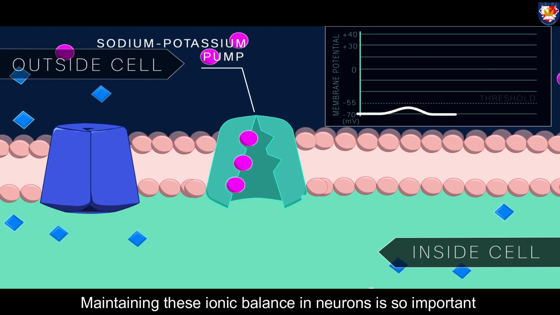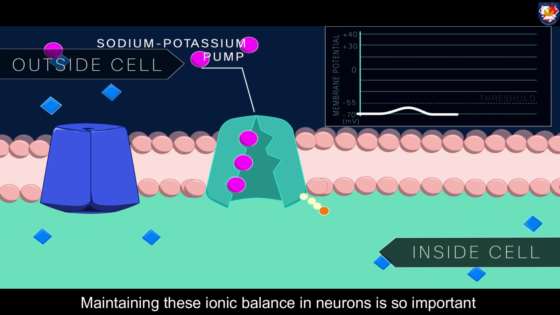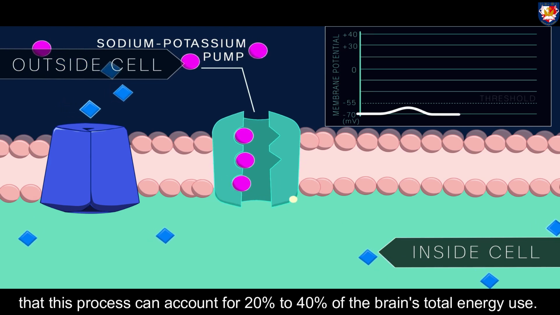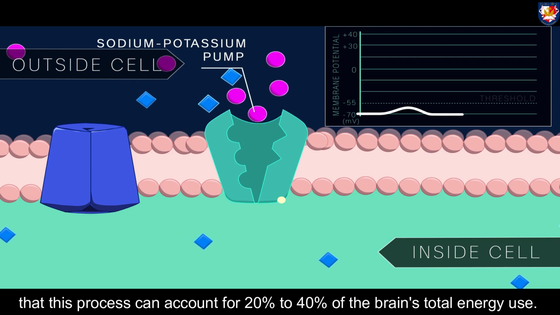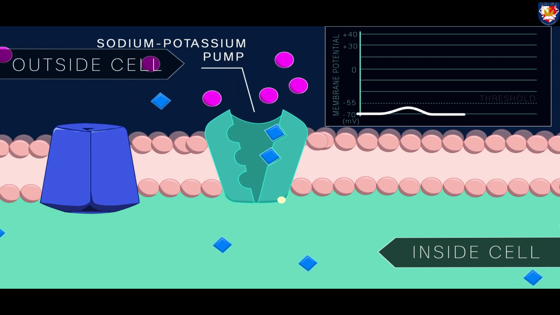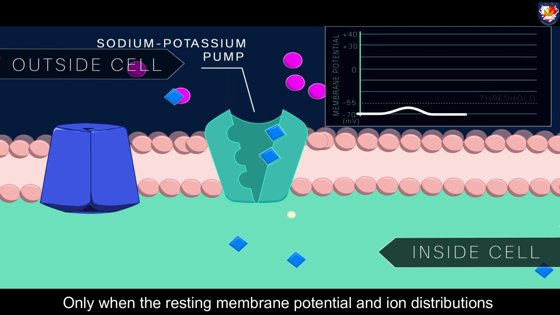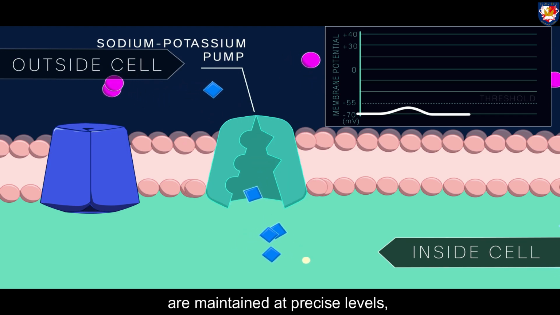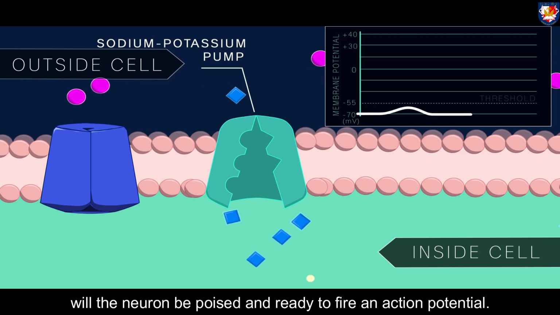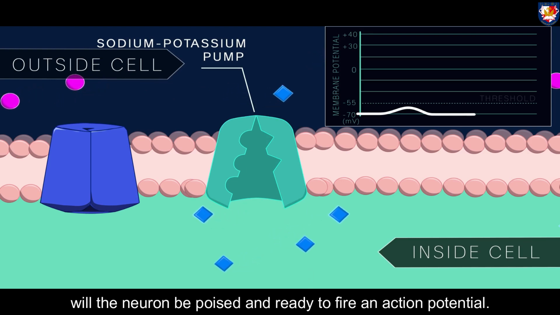Maintaining this ionic balance in neurons is so important that this process can account for 20% to 40% of the brain's total energy use. Only when the resting membrane potential and ion distributions are maintained at precise levels will the neuron be poised and ready to fire an action potential.